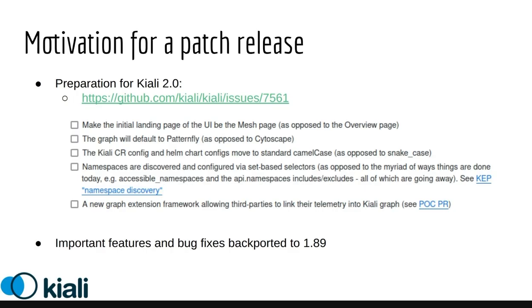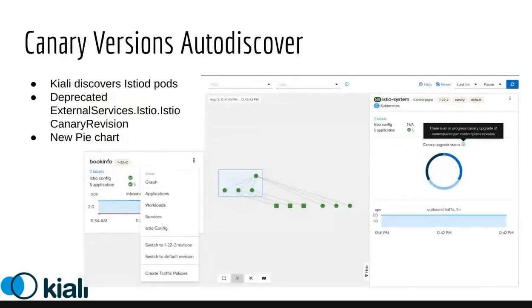And another thing will be to include a graph extension framework that will allow third parties to link their telemetry in the Kiali graph. There is already a POC PR, in case you want to have a look. This is already linked from the Kiali 2.0 epic. And now let's see some important features and bug fixes that were backported to this patch release version.